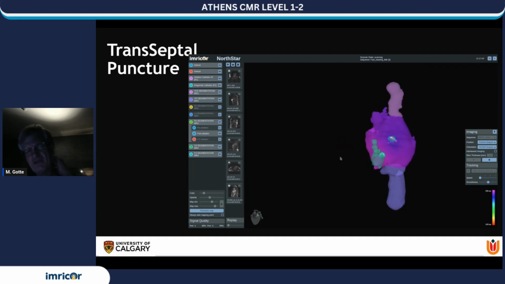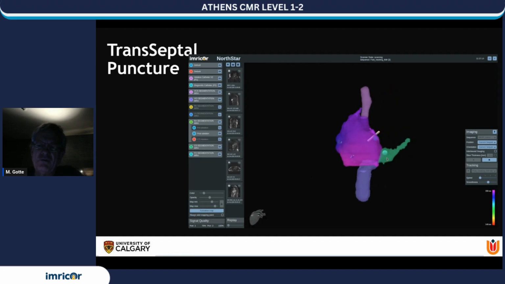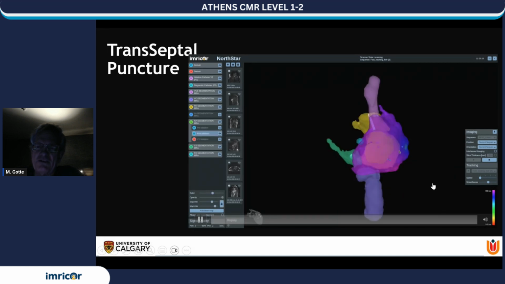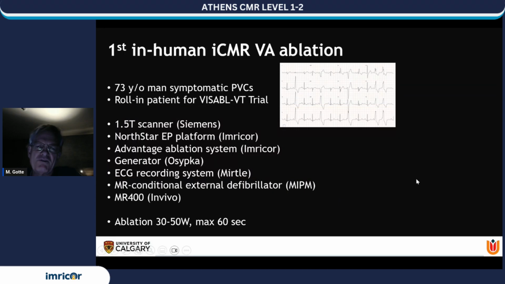We do this repeatedly to make sure that we are prepared for doing a transseptal puncture, and that would be the first transseptal puncture in human ever. And we are close to this moment based on these preparations. In the meantime, we have already performed a ventricular ablation. That was a 73-year-old man with symptomatic PVCs, and he was enrolled in the visible VT study by Imricor.